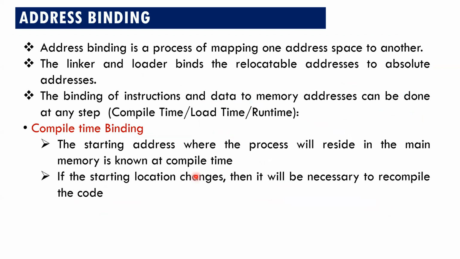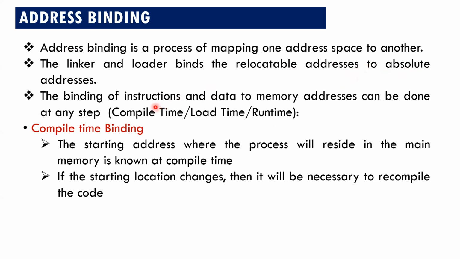So having understood the concepts of static and dynamic loading and static and dynamic linking, let us move to address binding. Address binding is a process of mapping one address space to another, and the linker and loader bind the relocatable address to the absolute address. The relocatable address is the address where the program is stored in the main memory. On the other hand, absolute address refers to the address of the instruction within the program.